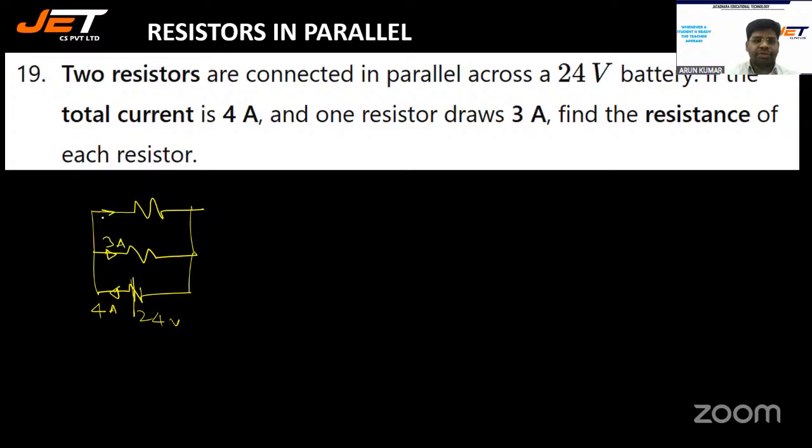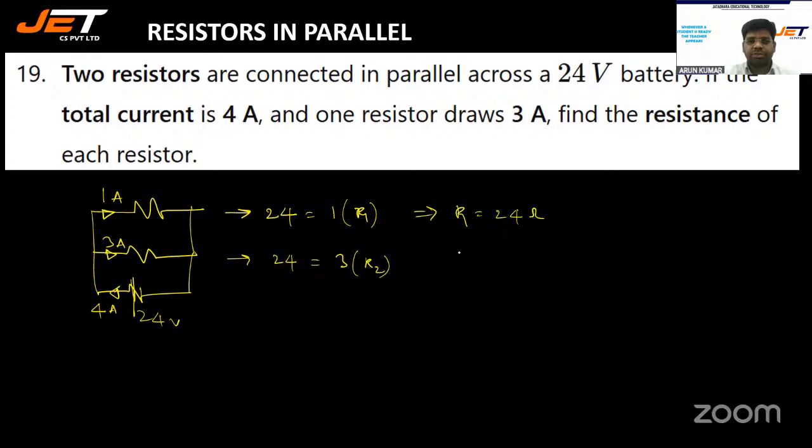So current in the other, how much will it be, student? 1 ampere. How to find out? Find the resistance of each resistor. Now students, potential drop across this one is 24. So 24 is equal to I into R1. Here 24 is equal to I into R2. Implies R1 is equal to 24 ohms. R2 is equal to 8 ohms.